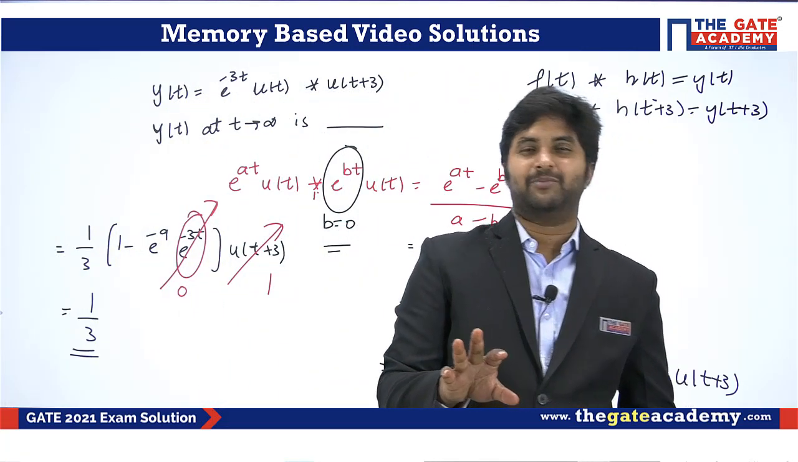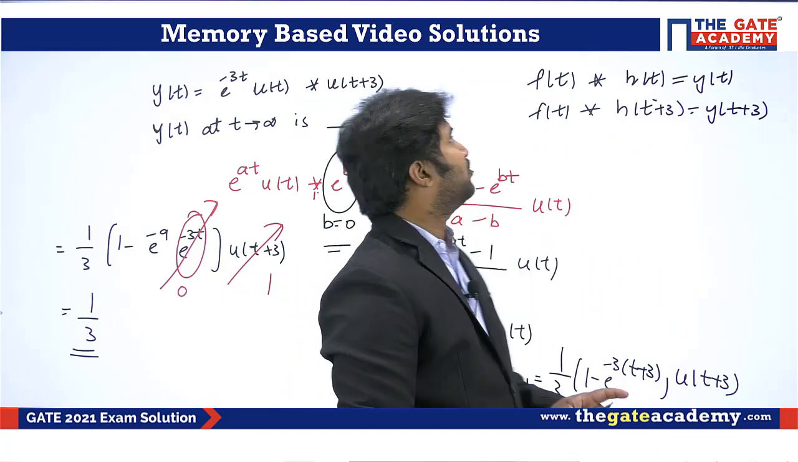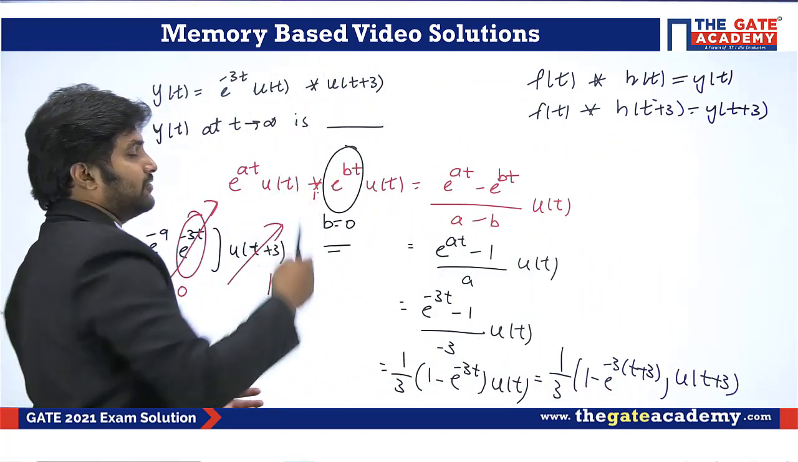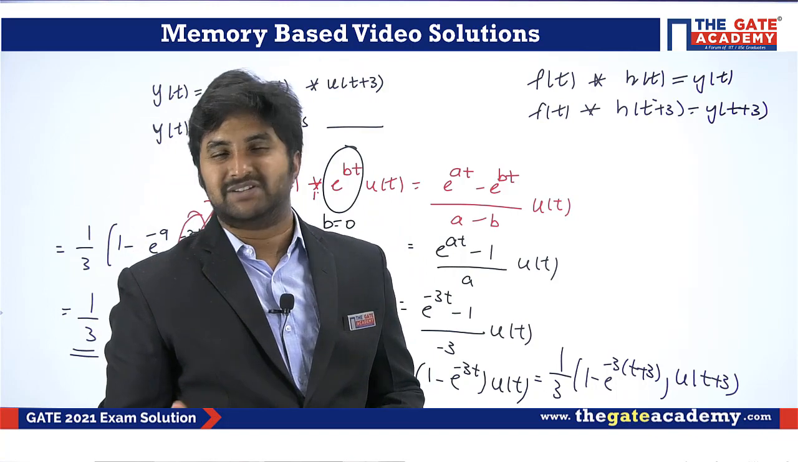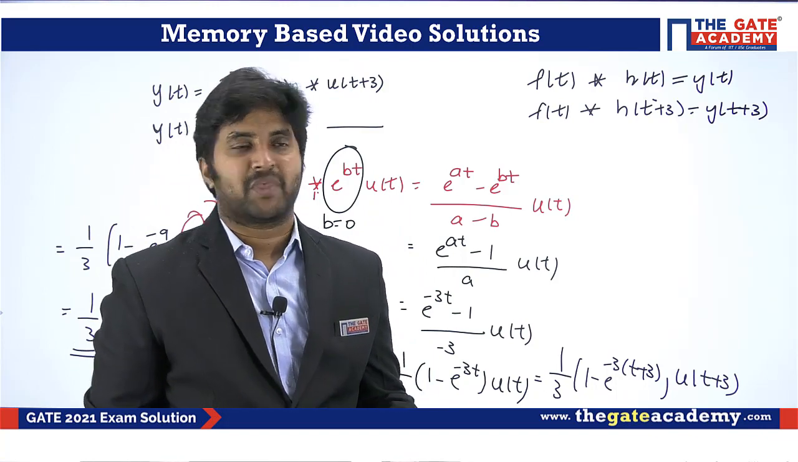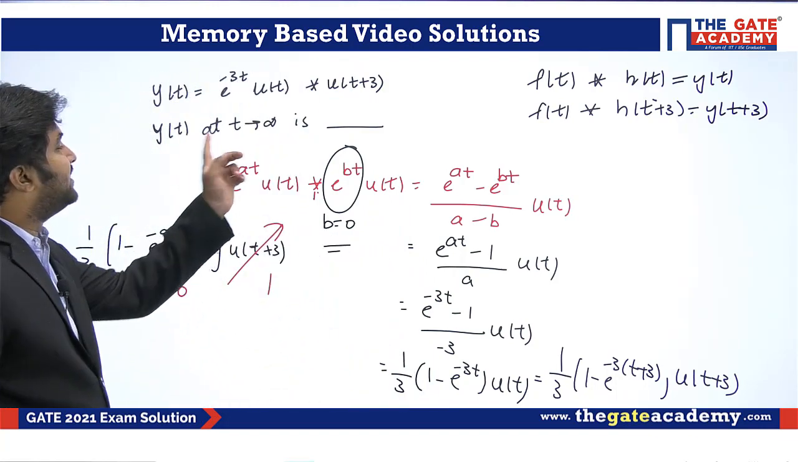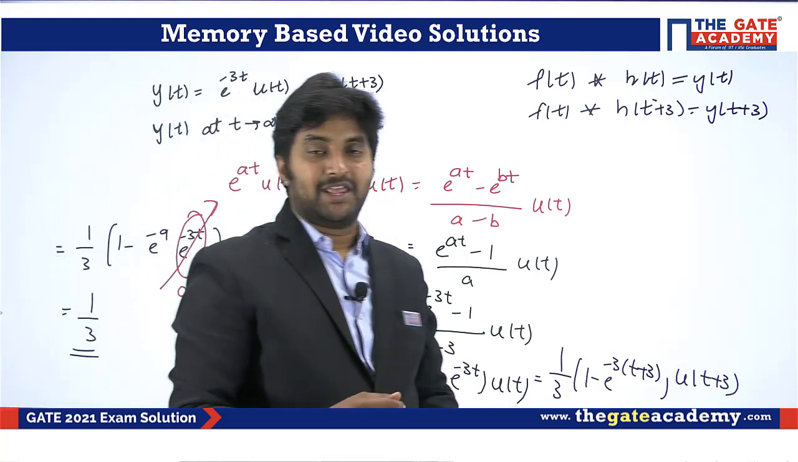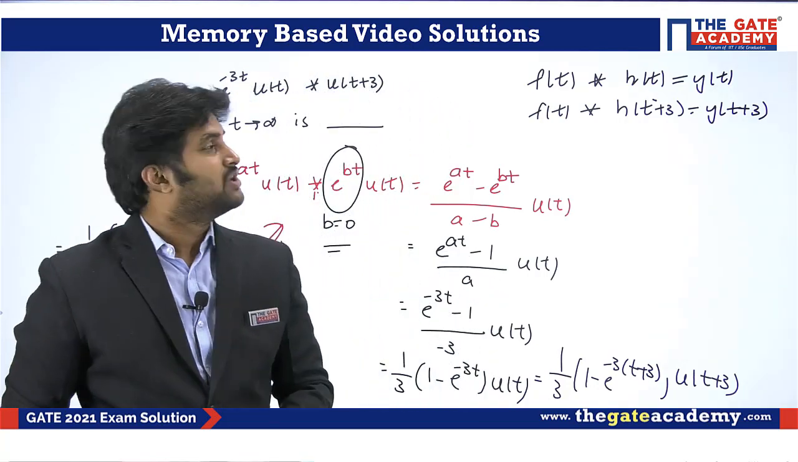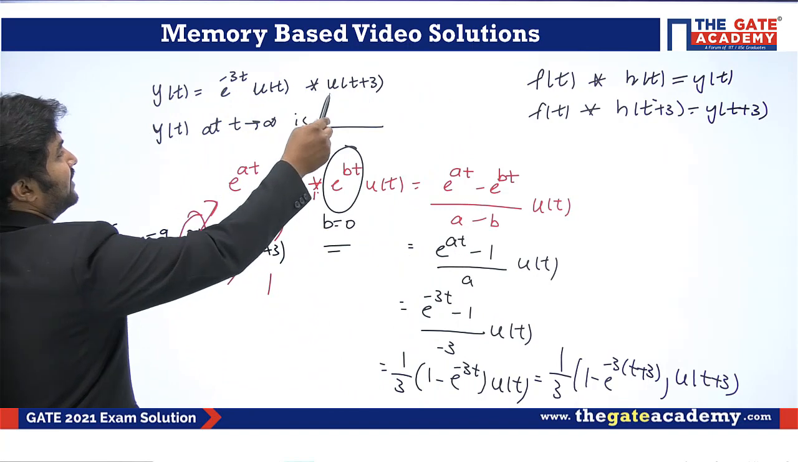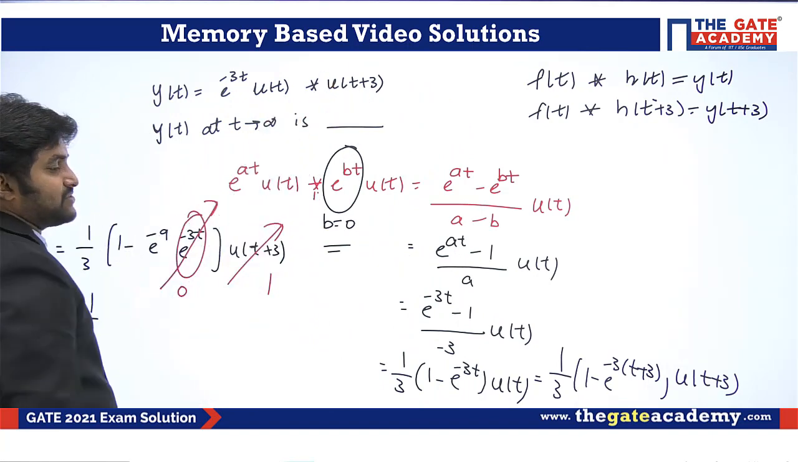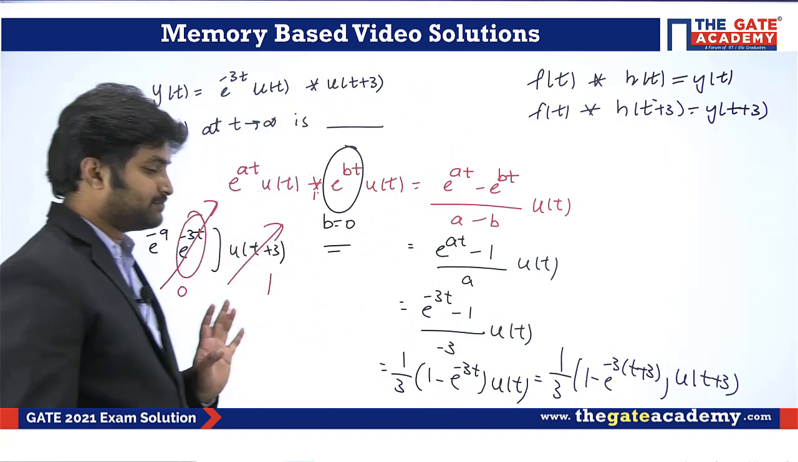Achha, one more important point here is that whether you are convolving with u of t plus 3 or you are convolving with u of t, if you want a steady state value, it doesn't matter. Because when you talk about steady state, I mean t tends to infinity, then you are measuring at infinity. So it doesn't actually matter whether it is u of t or u of t plus 3. The answer is always going to be 1 by 3.